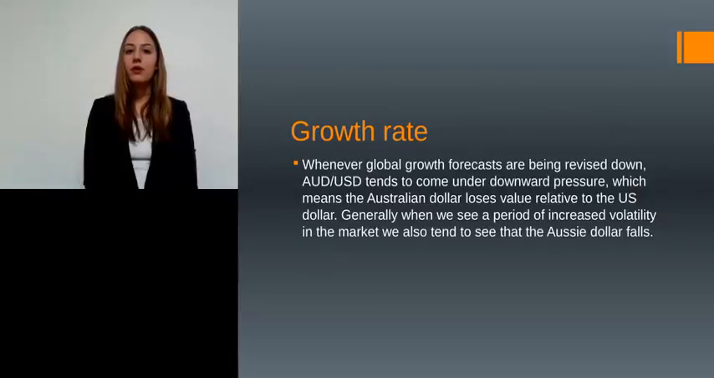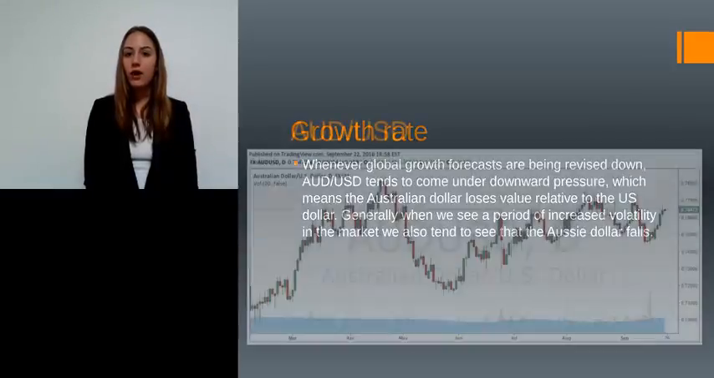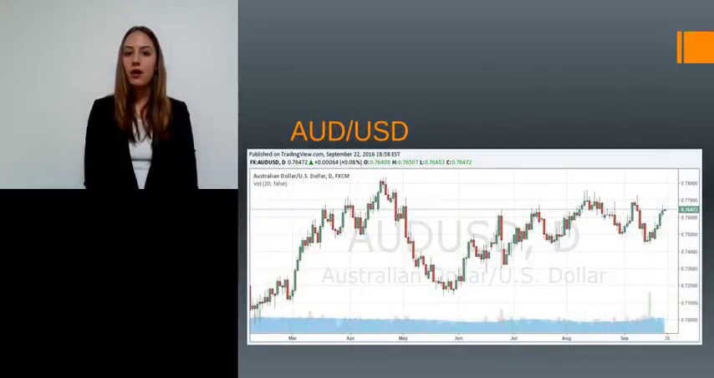Global growth. Whenever global growth forecasts have been revised down, AUD over USD tends to come under downward pressure, which means the Australian dollar loses value relative to the US dollar. Generally, when we see a period of increasing volatility in the market, we also tend to see the Aussie dollar fall. The US dollar is the world's reserve currency and US government bonds are considered a relatively safe investment. So when financial markets sense an increased level of risk, the demand for these safe haven assets tends to increase.